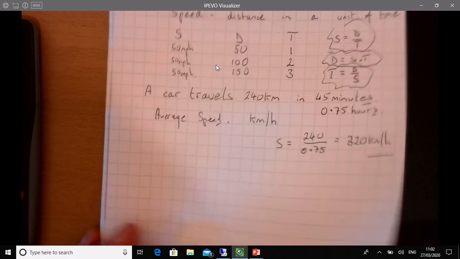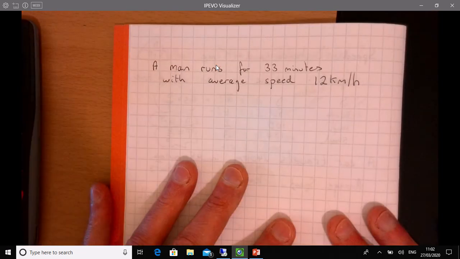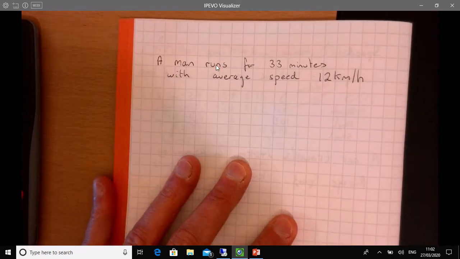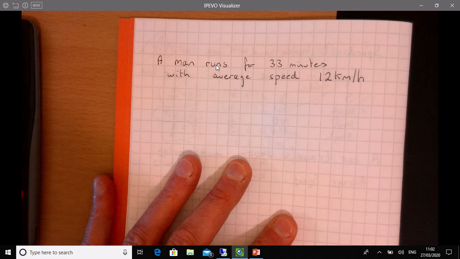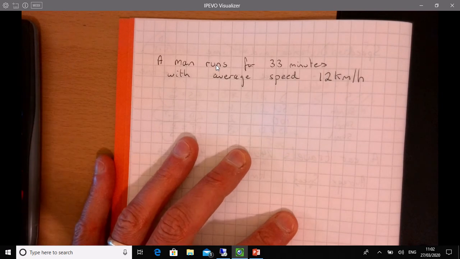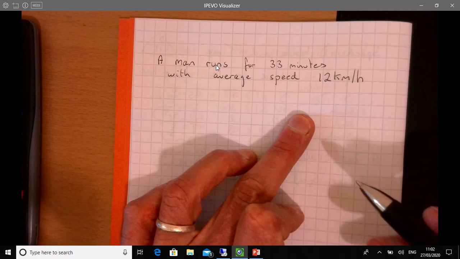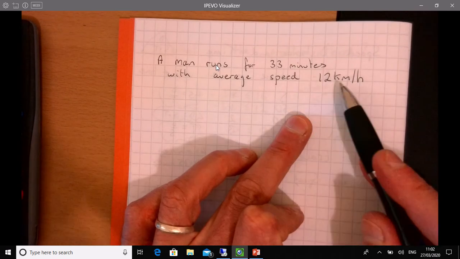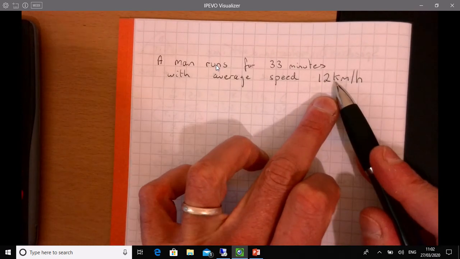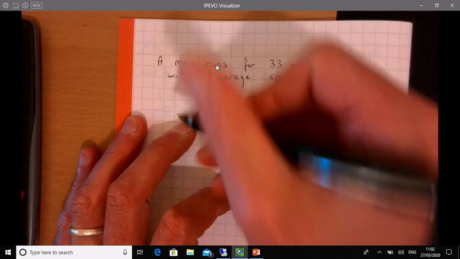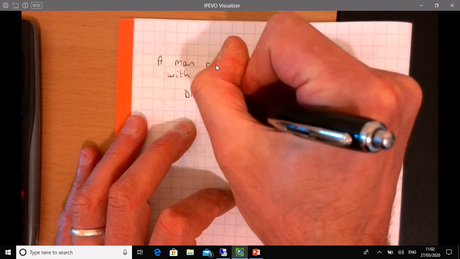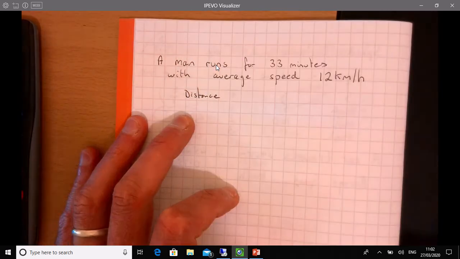All right. Okay, just a couple more quick examples, all right? And then you can get on and do some yourself. So let's have a look at this one. A man runs for 33 minutes with an average speed of 12 kilometers per hour. What's the question? Well, what have we got? We've got the time and we've got the speed. Okay, so the thing that I can find out is, the question is really, what is the distance?